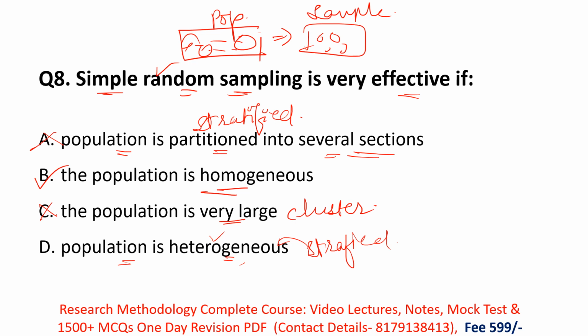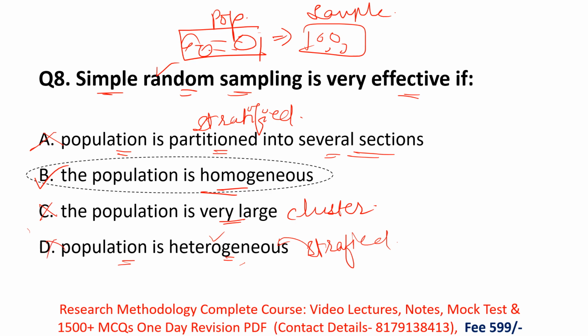But simple random sampling is very simple. In simple random sampling, the population should be homogeneous, and from this population you directly select your sample. So this method is known as simple random sampling. So again option D is also incorrect, and option B is the right answer for this question.